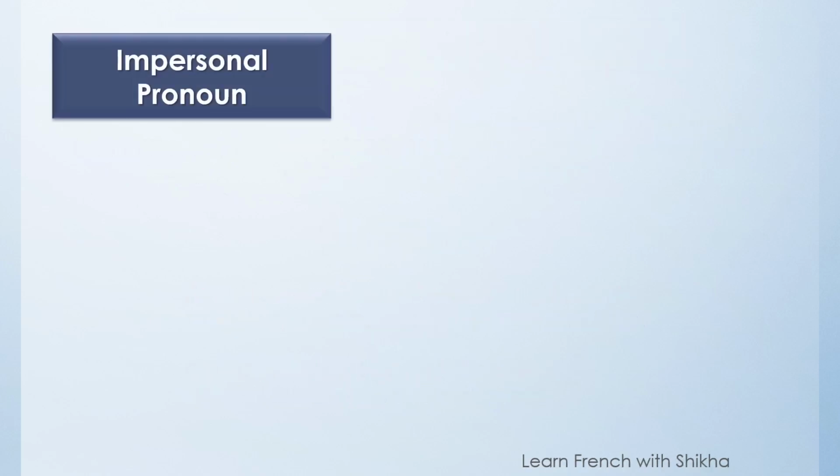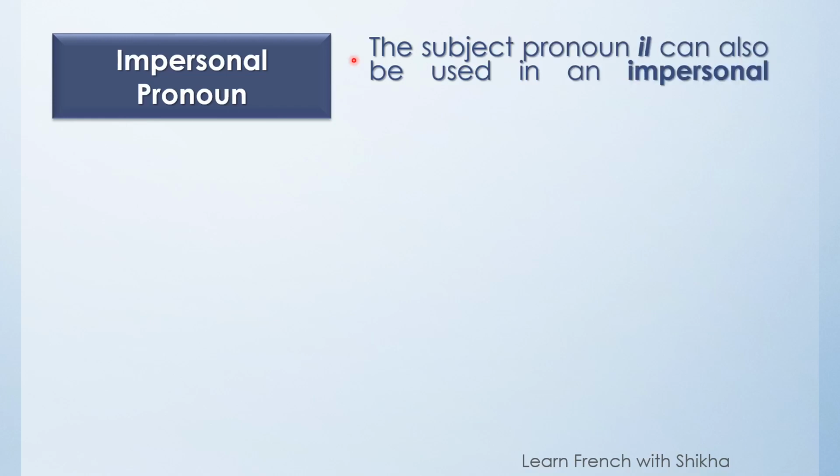Now let's do impersonal pronoun. The subject pronoun il can also be used in an impersonal context. So, il we have already discussed earlier can be used as he. Next, we have discussed that it can also be used as it when we're talking about a masculine noun. Now we are talking about impersonal pronoun.